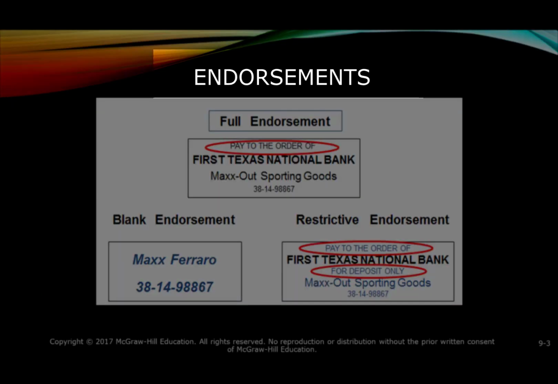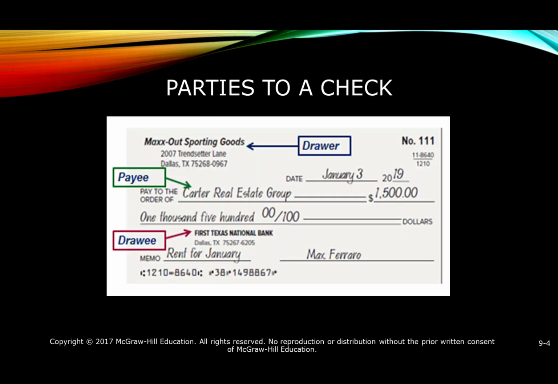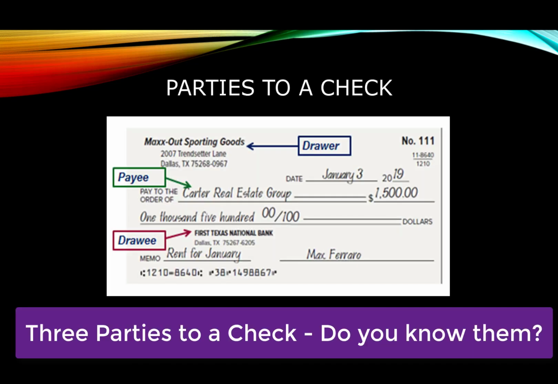Endorsements is one of the important terms in the chapter. An endorsement transfers the negotiability of a check. On the screen, you see examples of a full endorsement, a blank endorsement, and a restrictive endorsement. Know the differences.